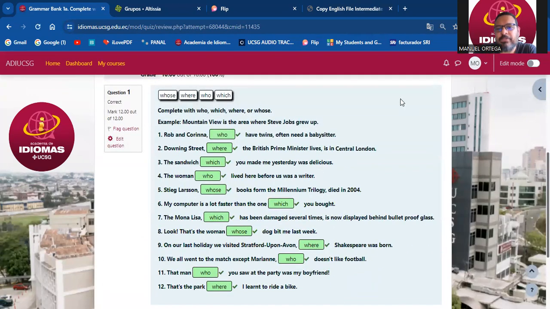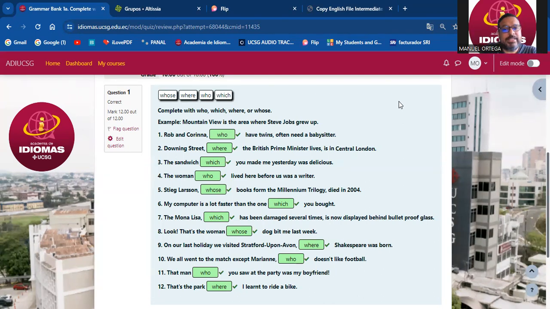Excellent, we got full score. Take a look at my attempt for a minute, and then I go to your results. Number 1, who, will refer to people. Number 2, where, it's a place, down the street. Number 3, which, will refer to a thing, the sandwich. Number 4, who, for a person, the woman. Number 5, whose. We have Stieg Larsson, but the information is about his books. So Stieg Larsson, whose books.